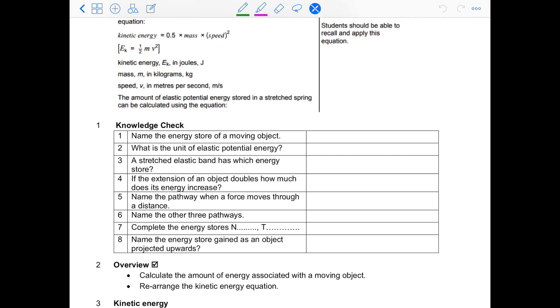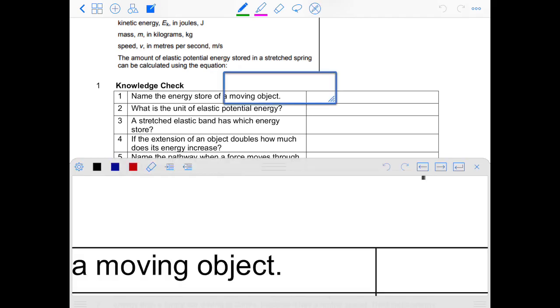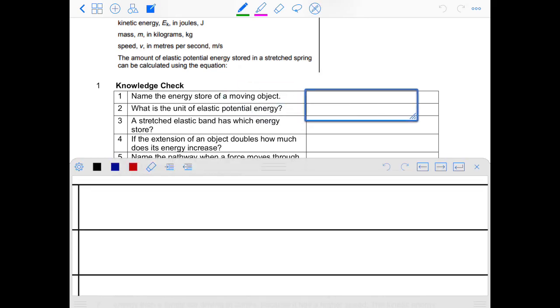Once you have that all sorted, I want you to give this knowledge check a try, pause the video, and answer the questions. So now you've hopefully had a chance to answer all these questions, and we'll go through the answers together, making sure you swap to your feedback color pen so you have the correct answers.